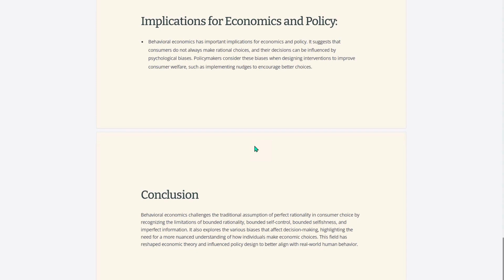Yes. For example, can we implement nudges to encourage better choices? Nudge means to encourage people, to tell people what is good for them. That's usually what the government does.